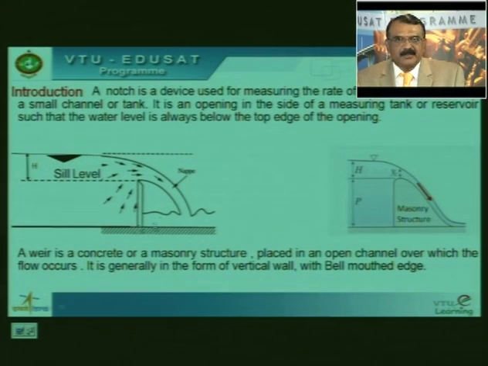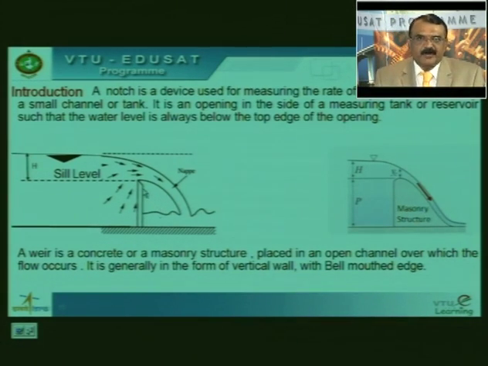Again I repeat, here this is a plate, whereas when I am talking about a weir, it is a masonry structure or a concrete structure. Now this masonry or concrete is placed between the free jet and the wall of the notch, then this structure behaves as a weir.